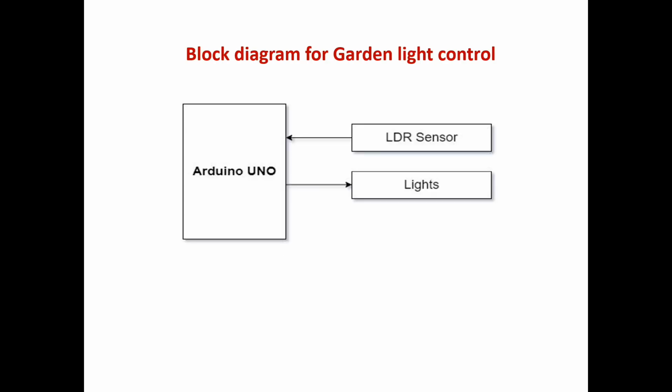Block diagram of the garden light controller. Now this is the diagram of the garden light control, showing how we connected the Arduino Uno to the LDR sensor and lights, and how the arrows indicate the input and the output.